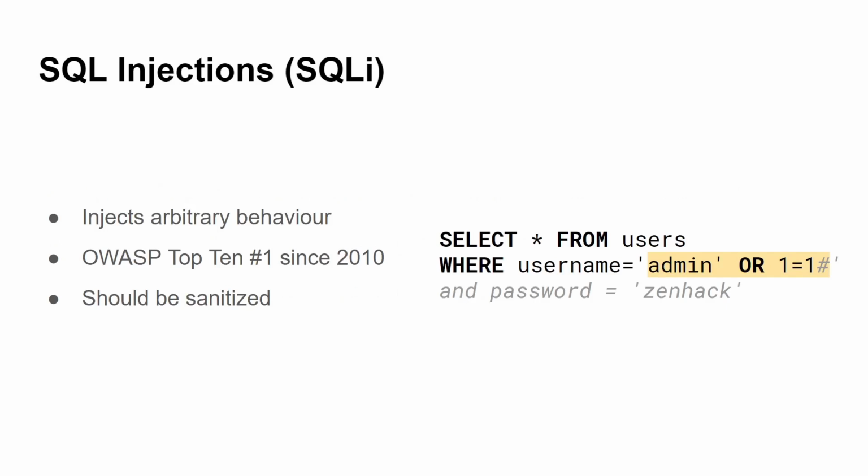Okay, first of all, we need to talk a little about SQL injections. So what's a SQL injection? SQL injection is mainly being able to inject arbitrary behavior in SQL queries. And it's been the first risk of the OWASP top 10 since 2010.